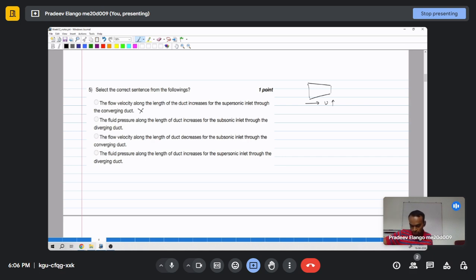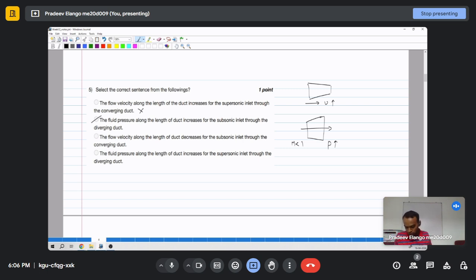The fluid pressure along the length of the duct increases for subsonic inlet through a diverging duct. So a diverging duct is like this. If it is subsonic, Mach less than 1, and it is a diverging duct, then across the length of the duct the pressure increases. So that is correct.